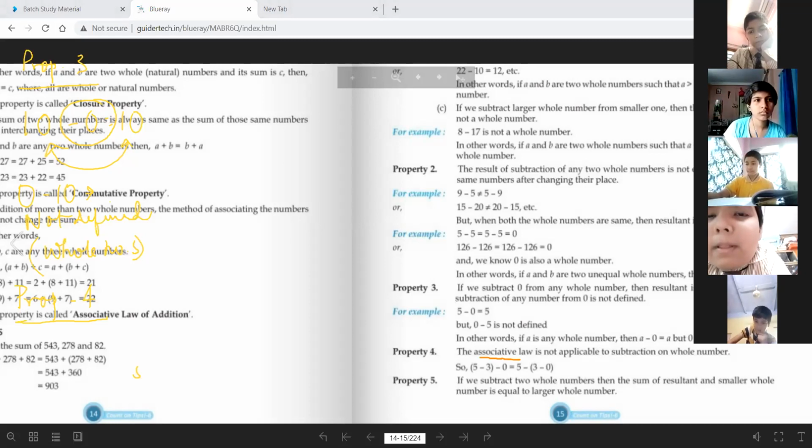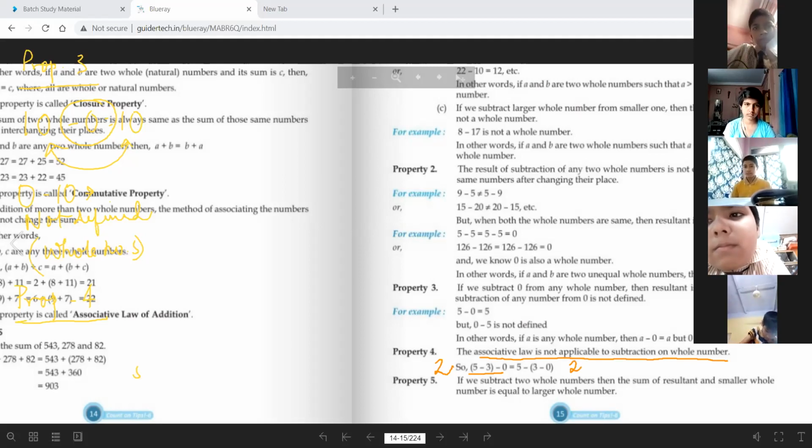Here it is written that associative law is not applicable to subtraction of whole numbers. Again, it is given the example. If we consider the example, it is coming 2. Also, after doing it the other way, it is also coming 2. So the example given shows that it holds for the number. This property, I will check and discuss in tomorrow's class.